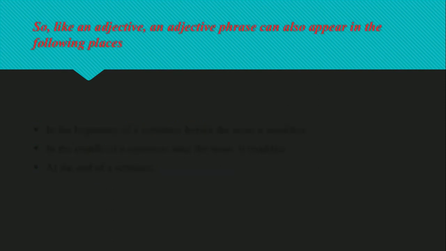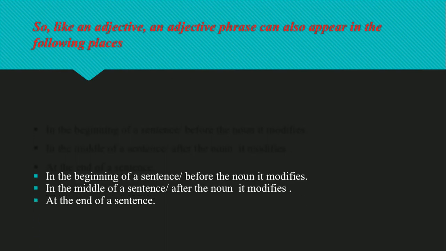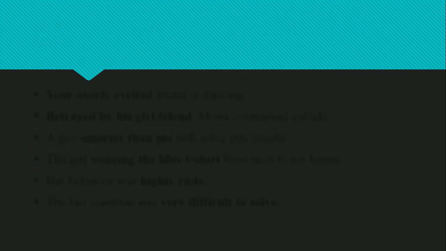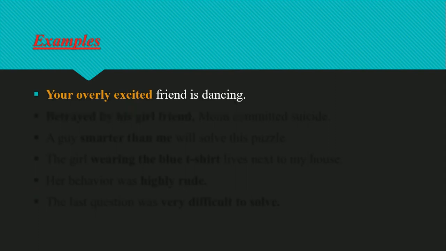So, let us see, an adjective phrase can appear in the following places. In the beginning of a sentence or before the noun it modifies. Otherwise, in the middle of a sentence or after the noun it modifies. It also appears at the end of a sentence. Let us see some examples of the adjectival phrase which comes in the beginning of the sentence.